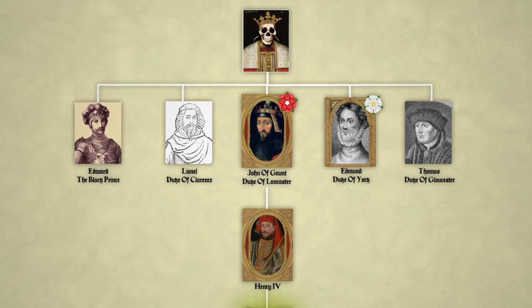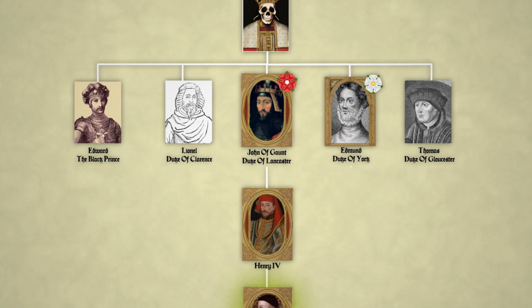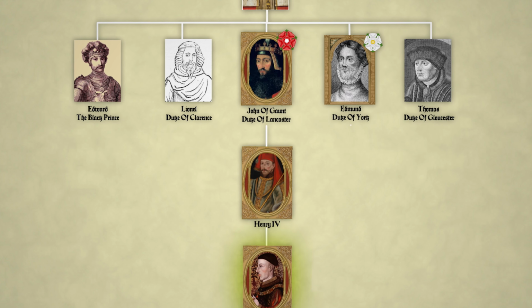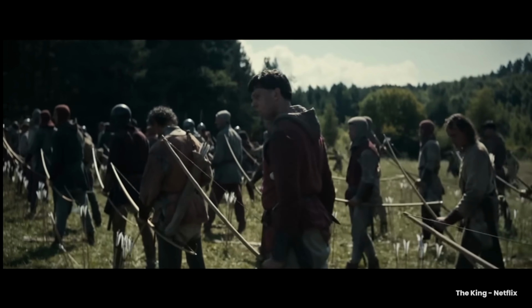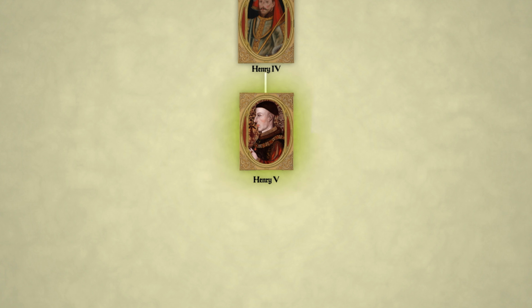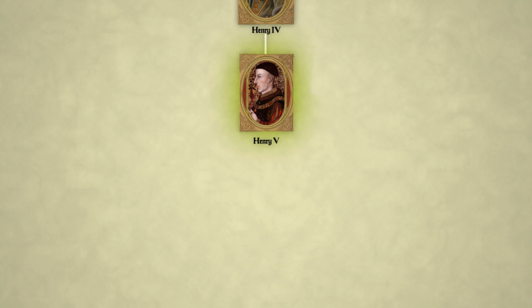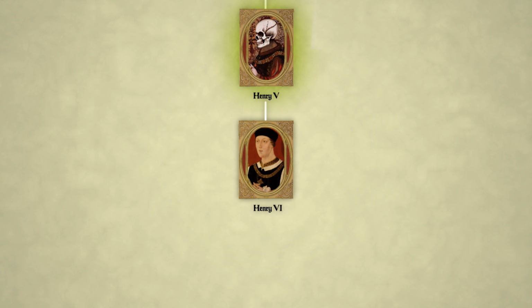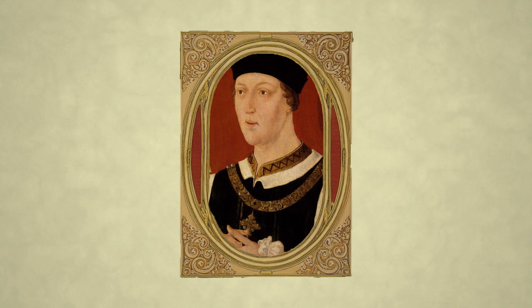Under the rule of Henry V, the Lancastrian branch of the Plantagenets enjoyed a period of stability and glory. Henry's military triumphs, including his legendary victory at the Battle of Agincourt in 1415, secured his place in history as one of England's greatest kings. But his early death in 1422 left the kingdom in the hands of his infant son, Henry VI, who would grow into a king ill-suited to the demands of rule.